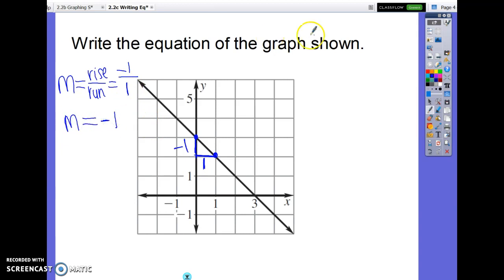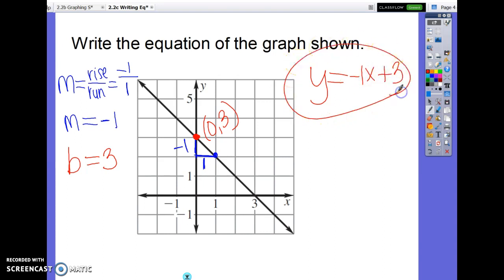I have m. Now I need to find b. So my b value, again, that's my y-intercept. Well, right here is where my graph is crossing my y-axis. That's the point 0, 3. So my b value is going to be 3. And now I just plug those in for my equation. Y equals -1x plus 3. And that is my answer.